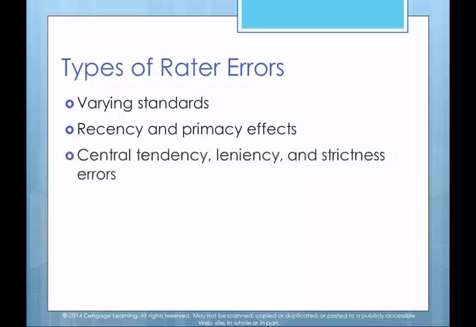Central tendency is really where everybody is given an average performance. Appraisers who rate all employees within a narrow range in the middle commit central tendency. The leniency error occurs when ratings of all employees fall at the high end, and the strictness error occurs when the manager uses only the lowest part of the scales for their employees.